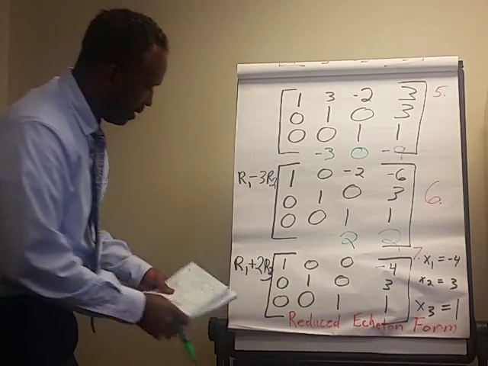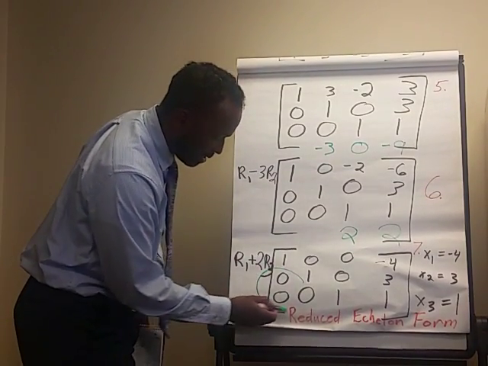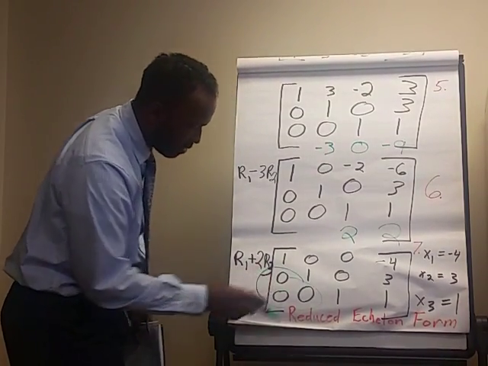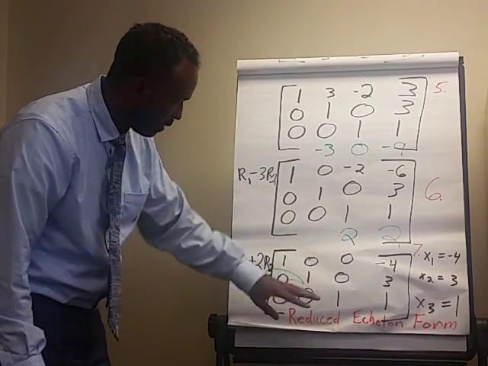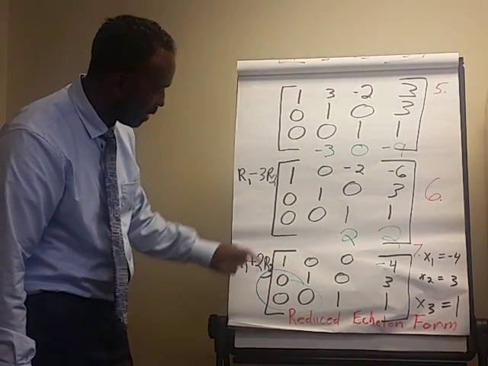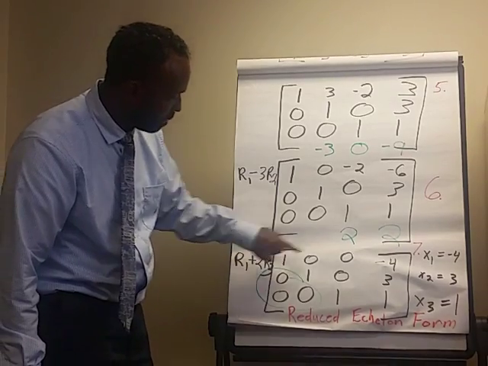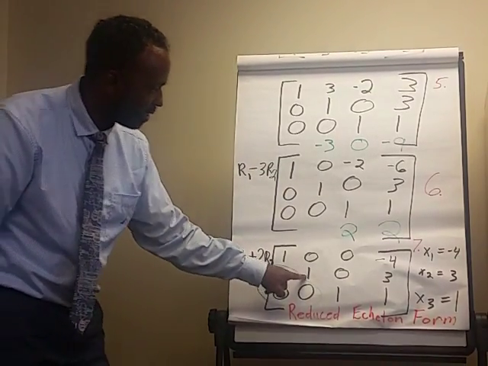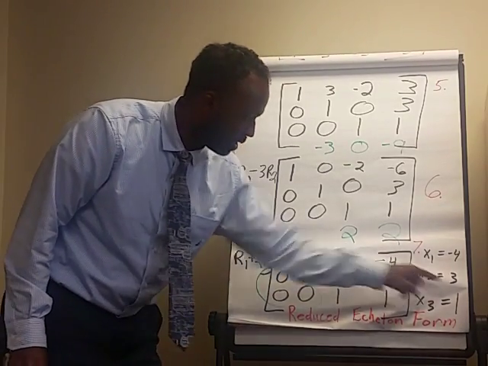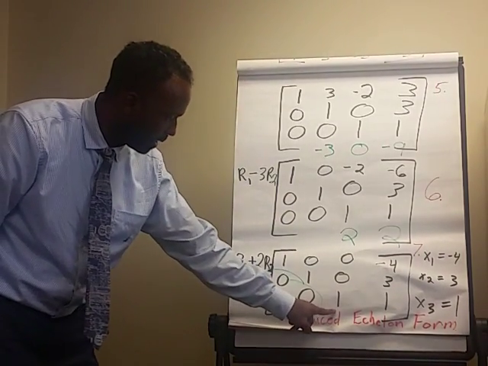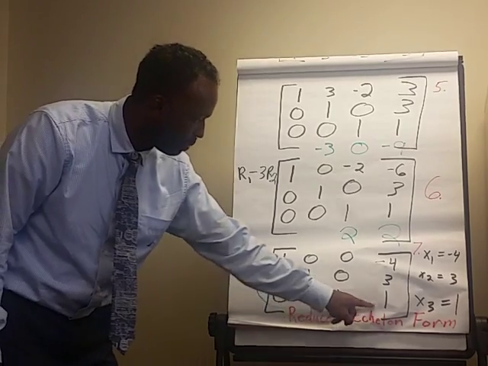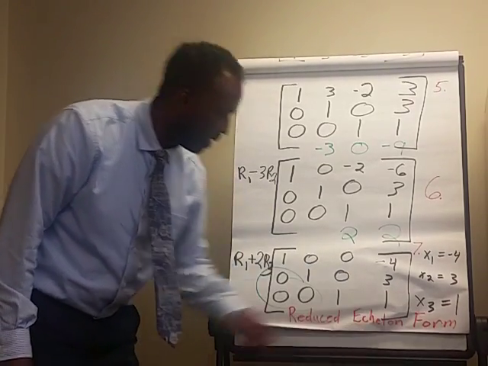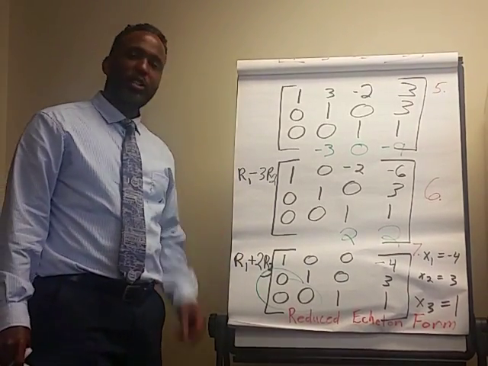And look, it's echelon form. It's been echelon form the whole time because of that triangle of zeros, and except for the variables, everything else is a 0. So we've got 1 times x1 is negative 4, so x1 is negative 4. 1 times x2 is 3, so x2 is 3. And 1 times x3 is 1, so x3 is 1. And that's how we get reduced echelon form.